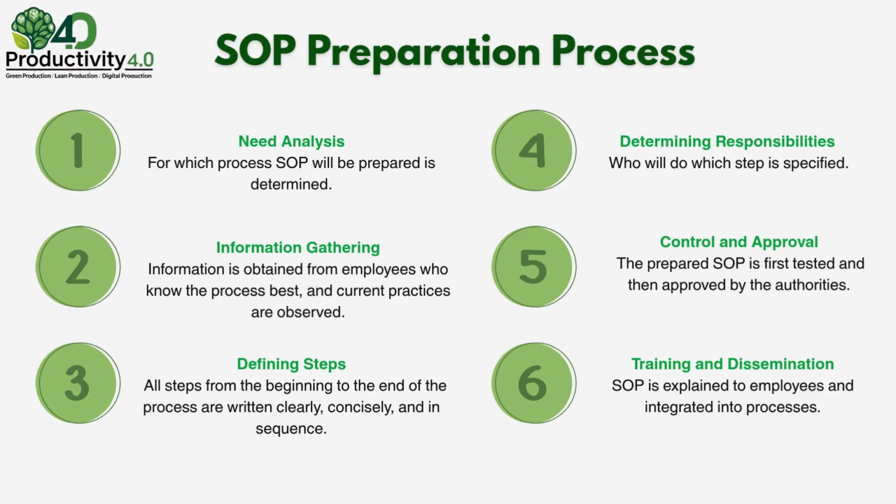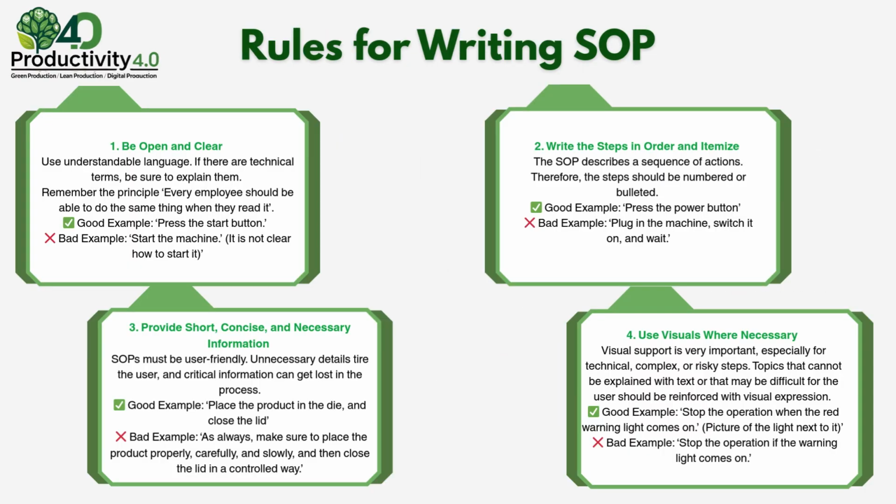The next stage involves assigning responsibilities and reviewing. The responsible person for each step should be clearly identified, and the standard operating procedure must be tested and approved by relevant parties. Finally, in the training and dissemination phase, the standard operating procedure should be explained to employees and integrated into processes. There are several important rules to consider when writing standard operating procedures.